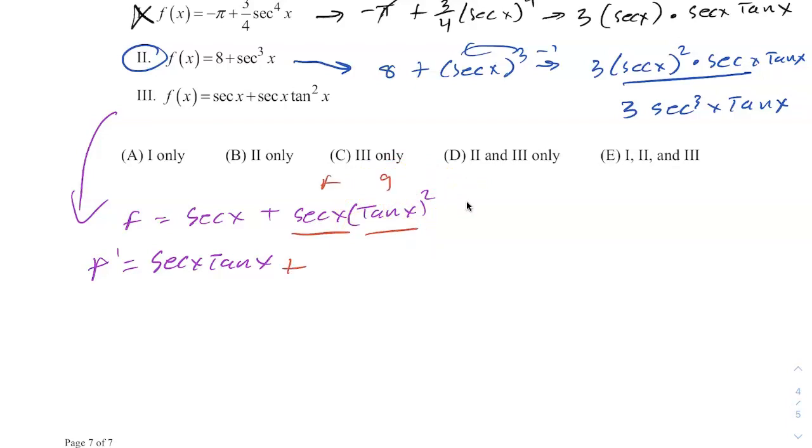So it's kind of both, right? It's a product rule and a chain rule. So product rule comes first because it's on the outside, and then inside the product rule, you happen to have a chain rule. So derivative of the first one, secant, we know it's secant tangent. So this guy's going to give me secant x tan x.